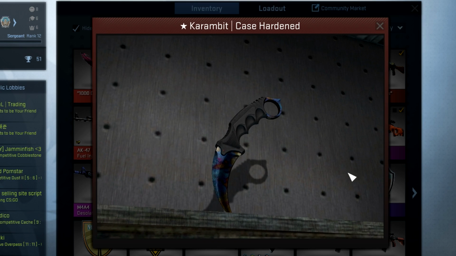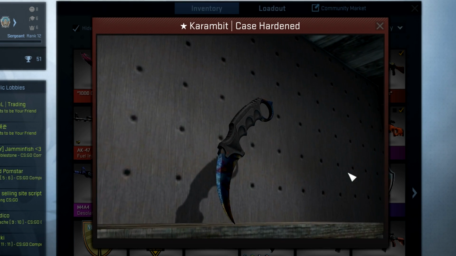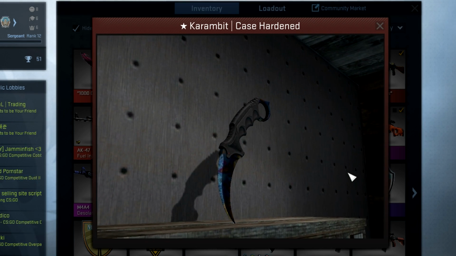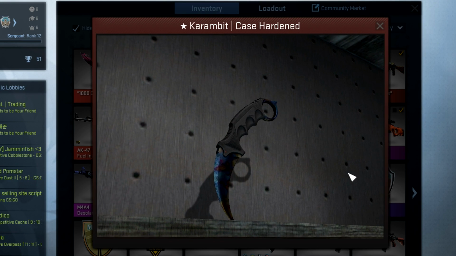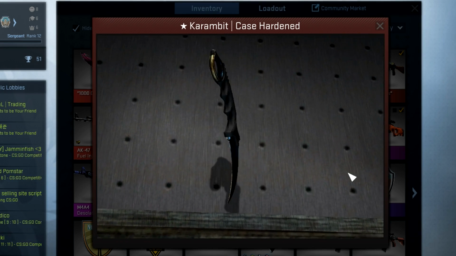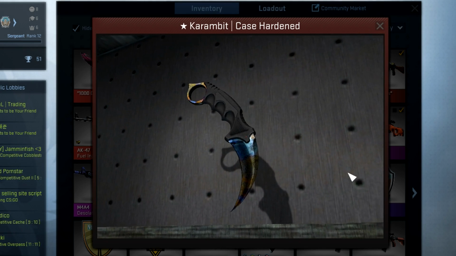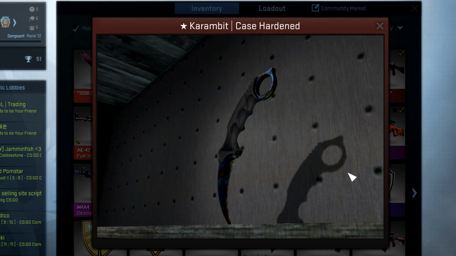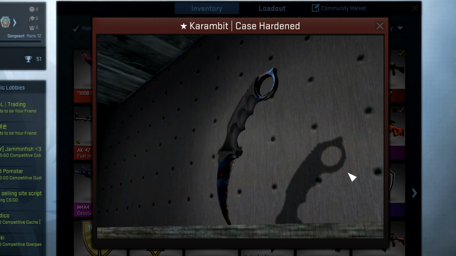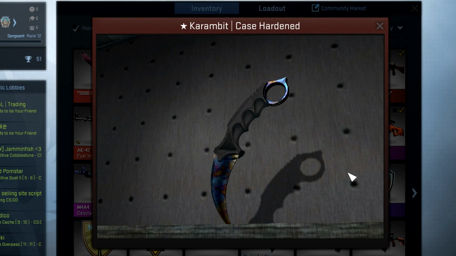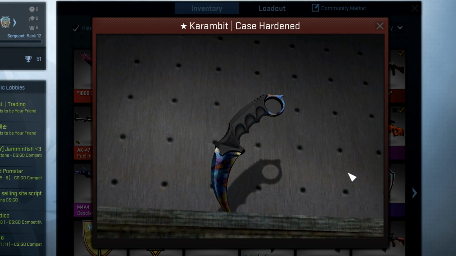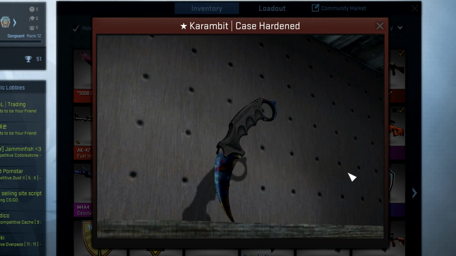This is a battle-scarred Karambit case hardened, and there is a decent amount of blue. The tip is really where I focus on the blue. I like to have blue tip knives. I don't think that the knives look very good with brown tips, and this actually has a decent amount of blue all around. On the other side, it has some as well. A lot of times with the Karambits, it'll either have a ton of blue on one side and none on the other, or it'll just be totally disgustingly brown.